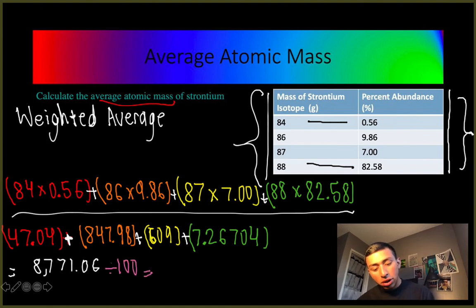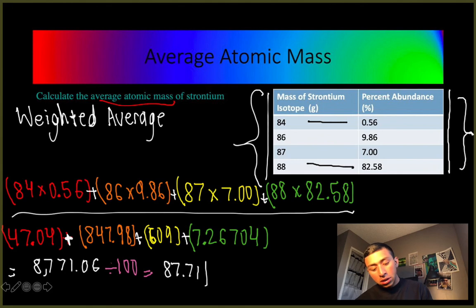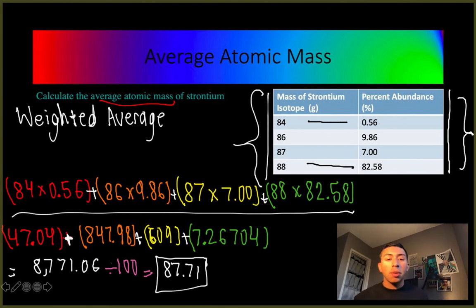And so after you divide by 100, you get your accurate answer, and you should be getting 87.71 as your final answer, which in this case is our average atomic mass of strontium.